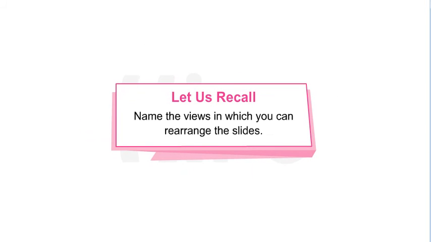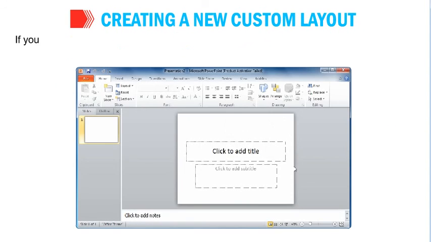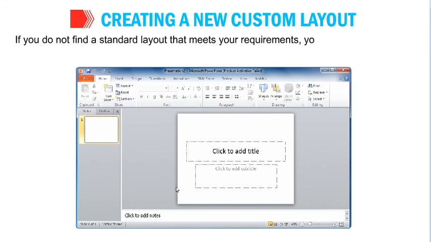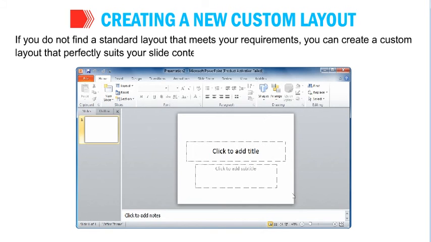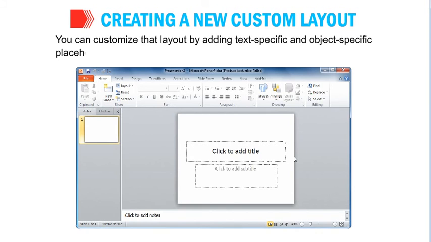Students, let us recall. Name the views in which you can rearrange the slides. Okay, let me now learn how to create a new custom layout. If you do not find a standard layout that meets your requirements, you can create a custom layout that perfectly suits your slide content. You can customize that layout by adding text-specific and object-specific placeholders.